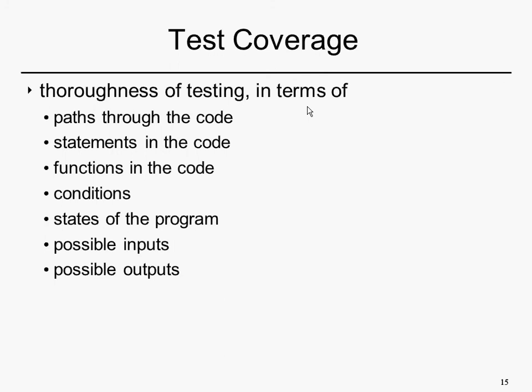Statements in the code. What fraction of the statements in the code, the things like an assignment, or a function call that's made, or an increment or an if statement, have we reached? Why might we care about that? Why do we care whether we've reached the statement or not?